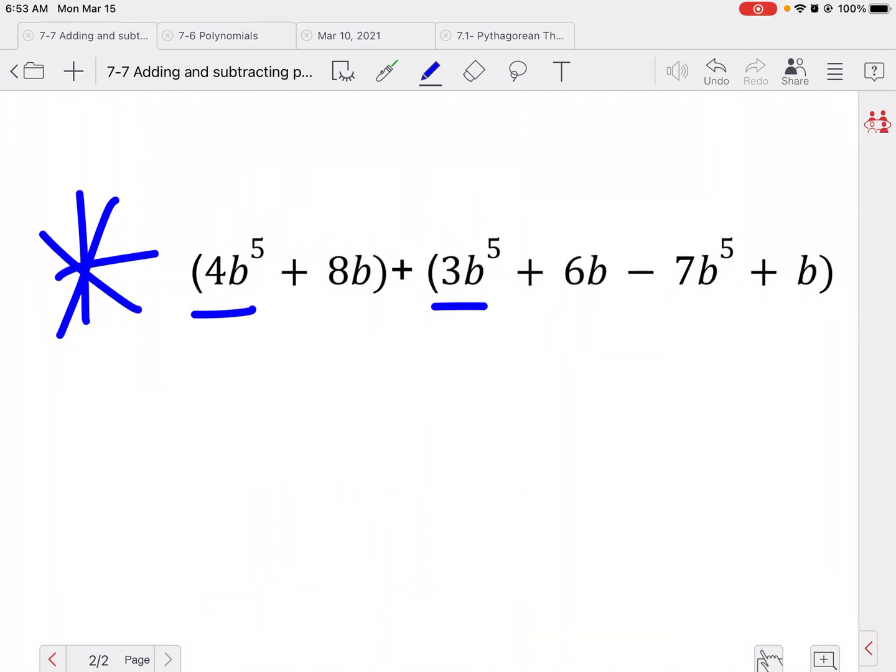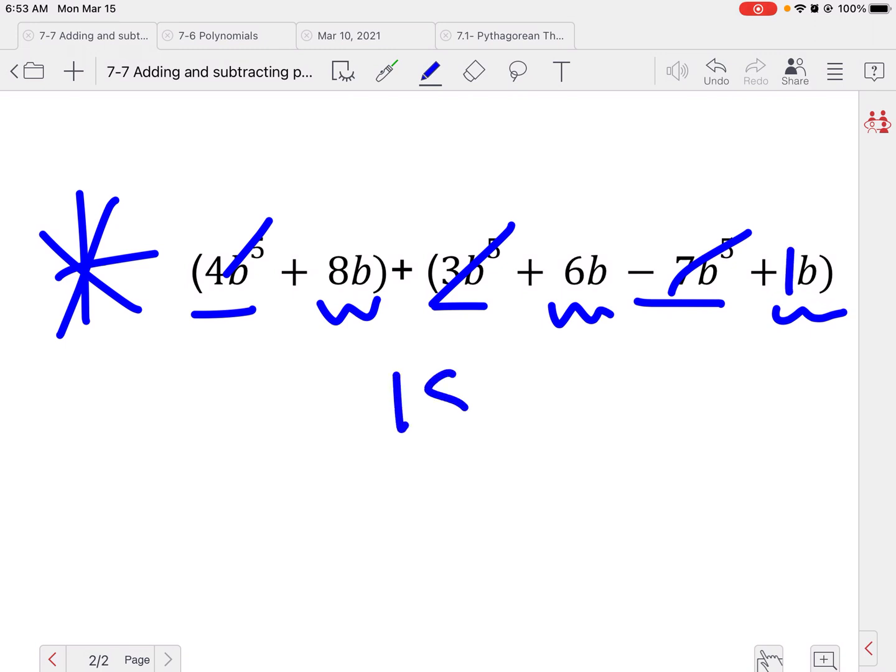4b to the fifth plus 3b to the fifth minus 7b to the fifth. So that would be 7b to the fifth minus 7b to the fifth, which is just 0. So these all cancel out together. And then I have 8b plus 6b plus b. So 8 plus 6 is 14, plus 1, because remember there's always an invisible 1, is 15b.